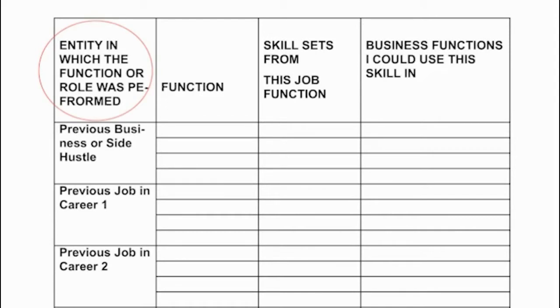And then the second column is called function. In this second column, you are now to list what exactly you did in each of these entities. For instance, in the second column for the career position entity, you could list functions such as, I'm going to list 3 or 4 now as an example.